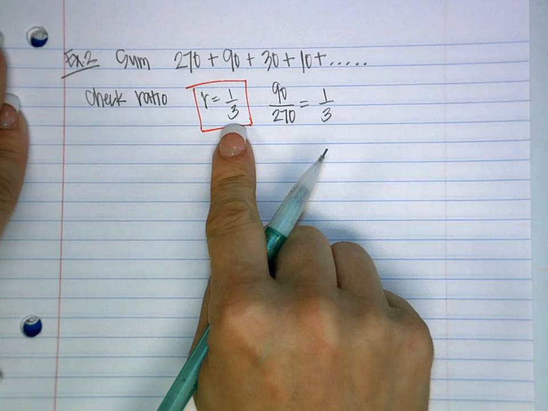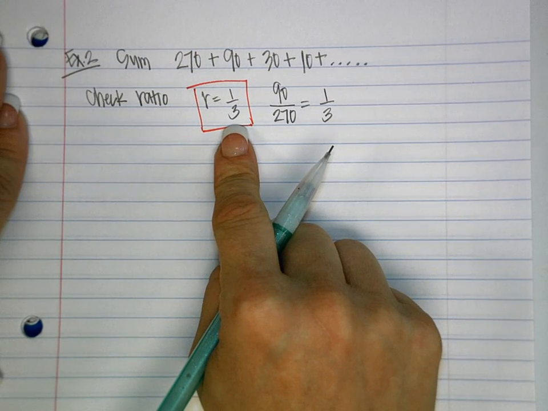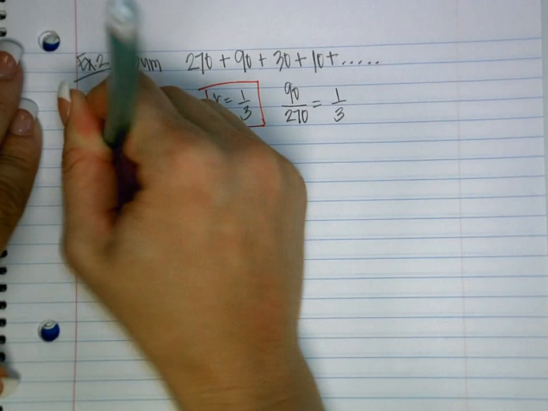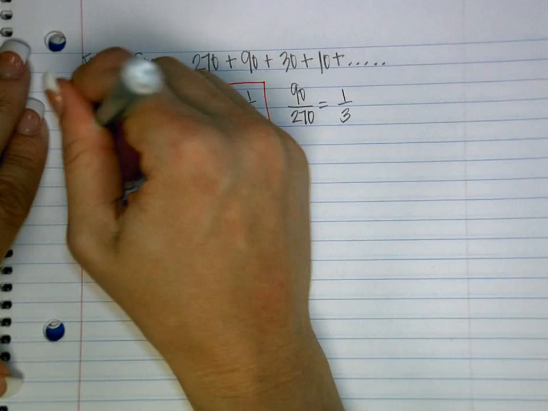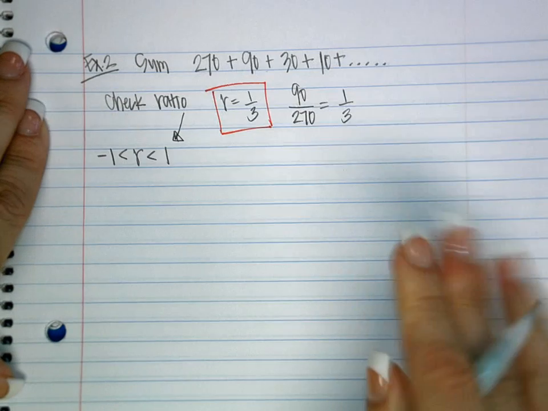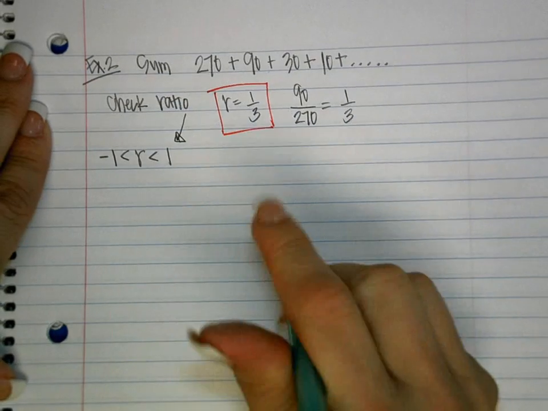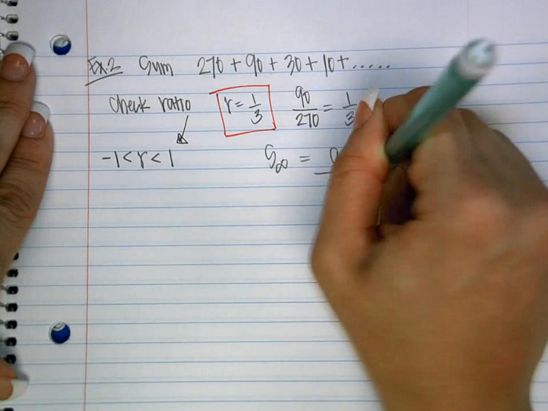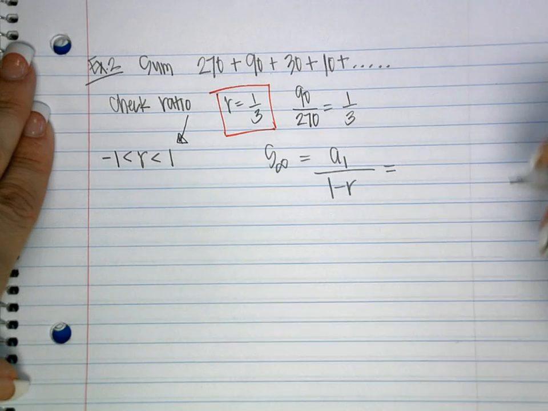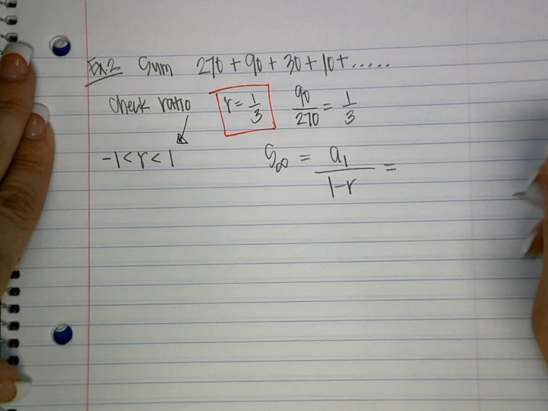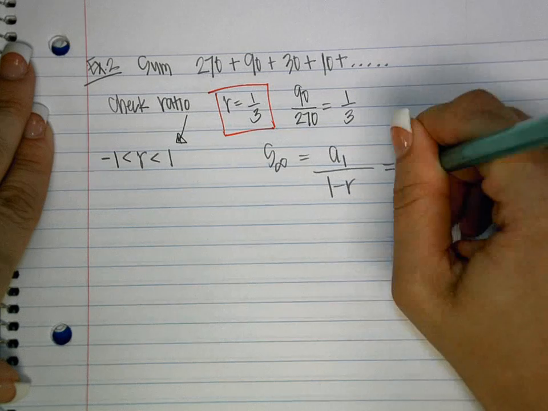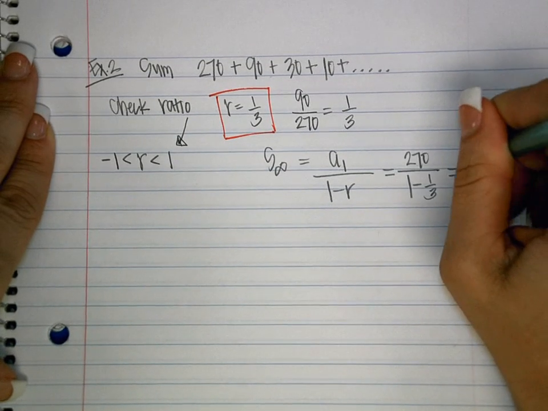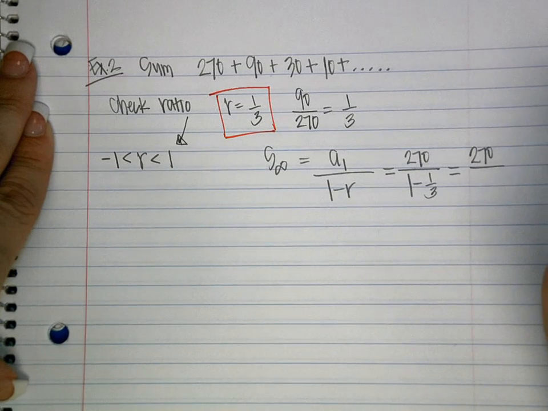Can I use my formula for this ratio? Yes. Remember, the ratio has to be between 1 and -1 to use the formula. So check to see that the ratio is between 1 and -1, and this is. So now we can use our formula. The sum of an infinite series is equal to A1 over 1 minus R. What's your A1? 270. Divided by 1 minus, what's my ratio? 1/3. So 270 divided by, what's 1 minus 1/3?